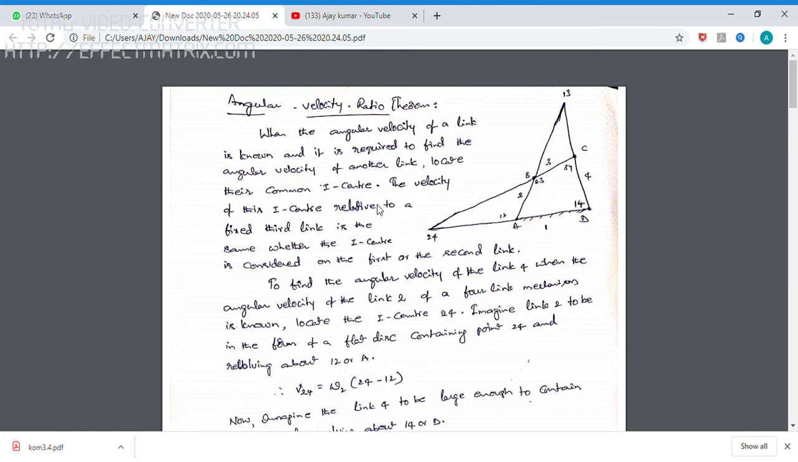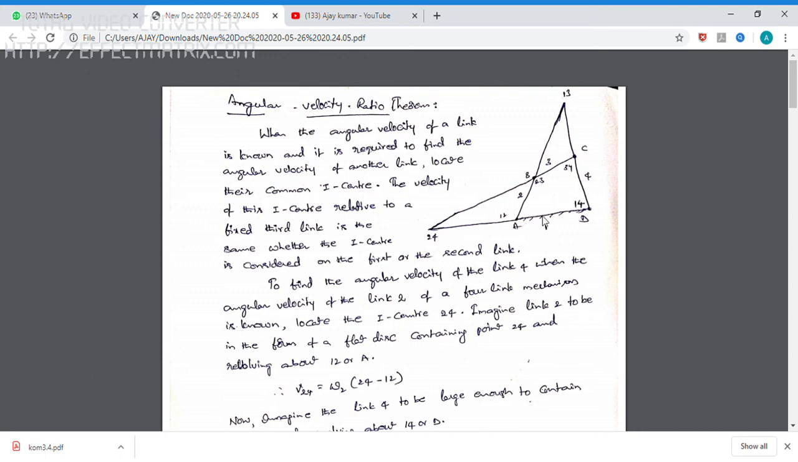In the beginning classes, we discussed the velocity diagram, the graphical method. After that, we are now discussing the instantaneous center method. In this method, if you want to find an angular velocity, how will we calculate it? By using this angular velocity theorem. When the angular velocity of a link is known and it is required to find the angular velocity of another link, locate their common instantaneous center.